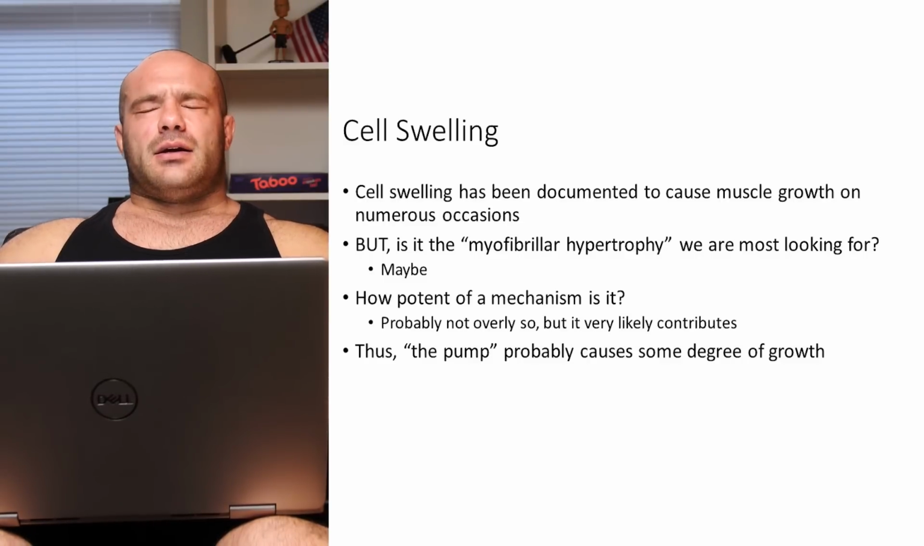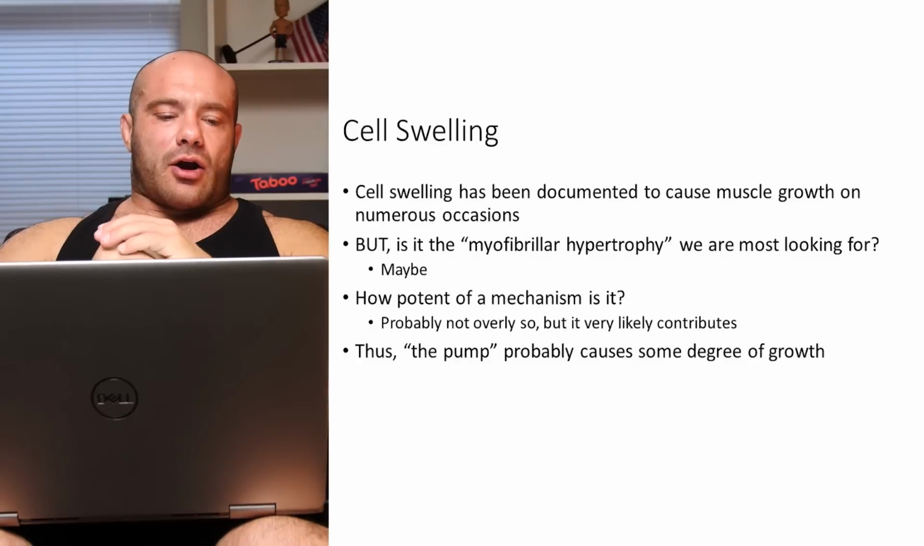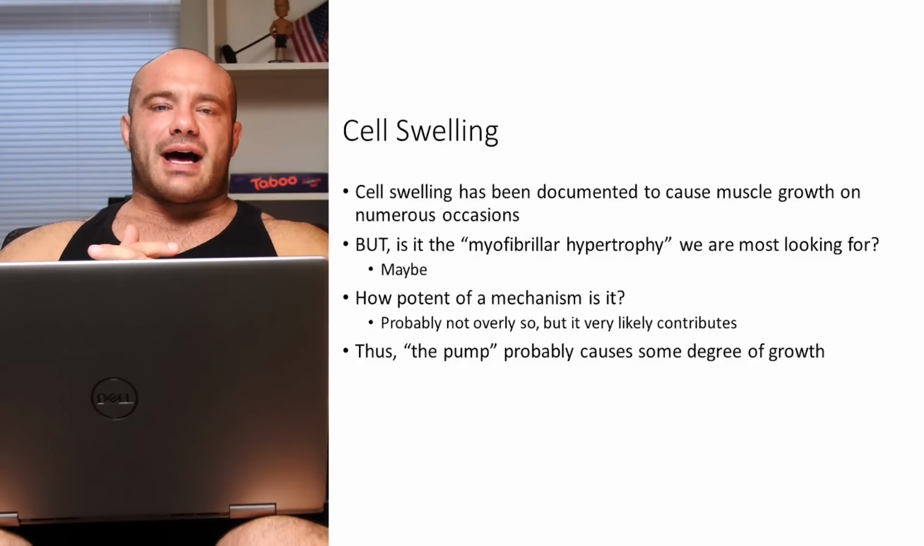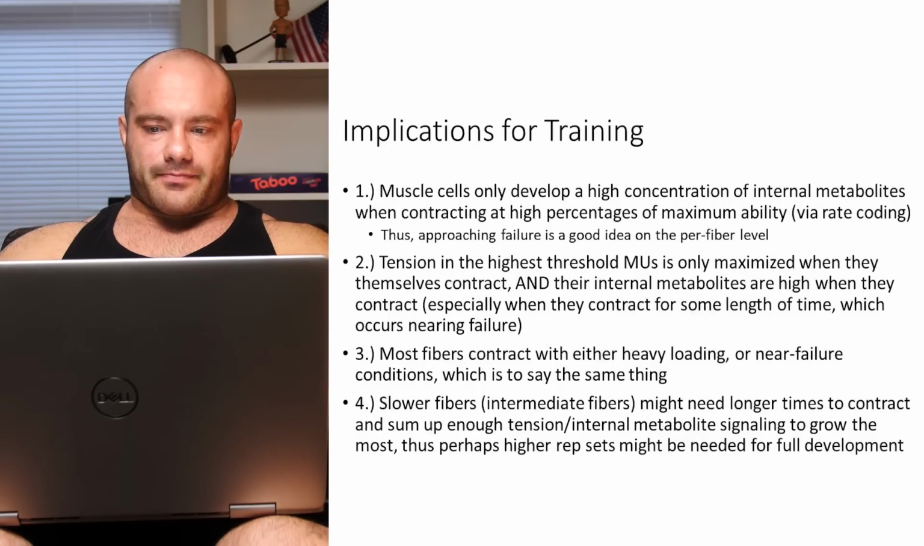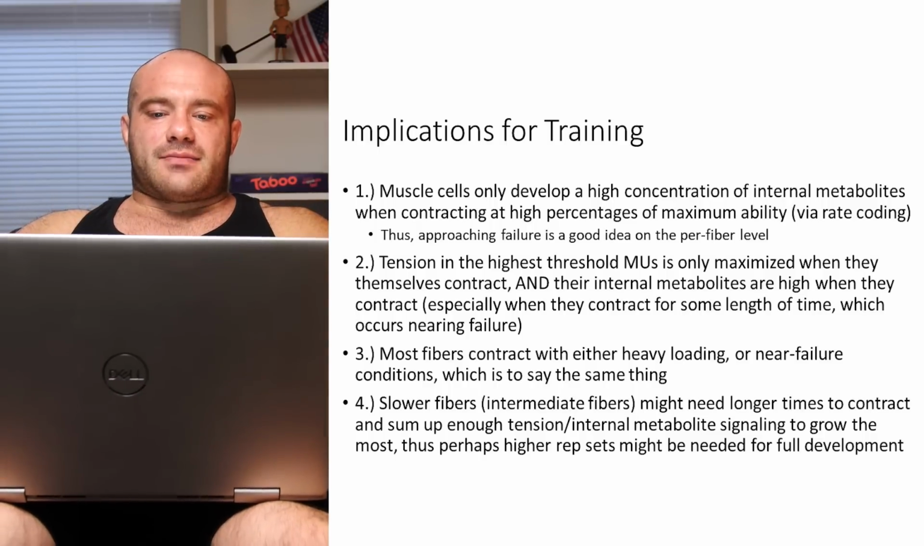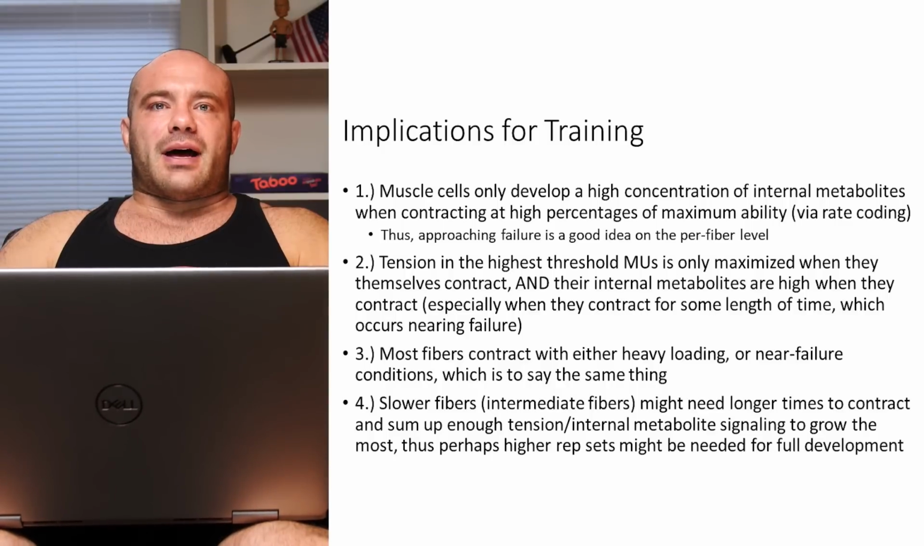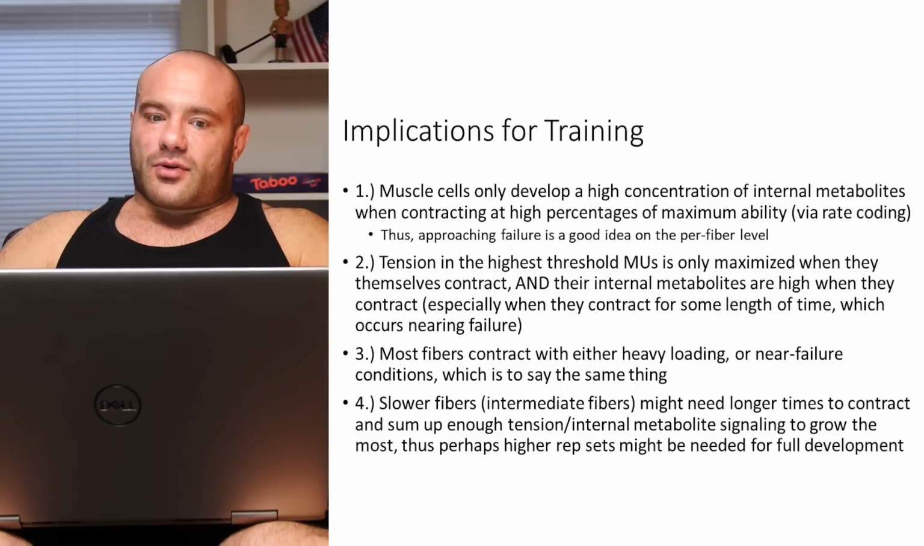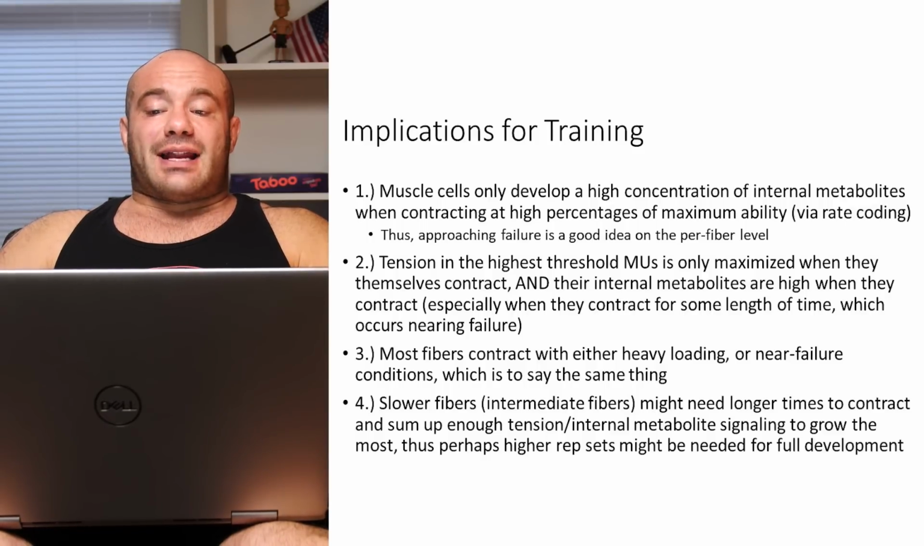All right. Hugely important. We're going to take all this together. What does it imply for the training process? Okay. So first implication is muscle cells really only develop a high concentration of internal metabolites, the ones that cause probably most muscle growth, when contracting at high percentages of maximum ability, right?